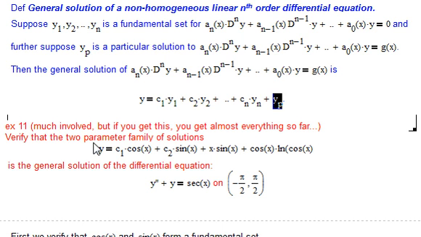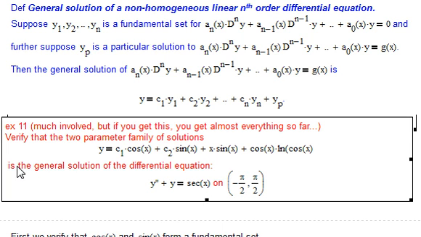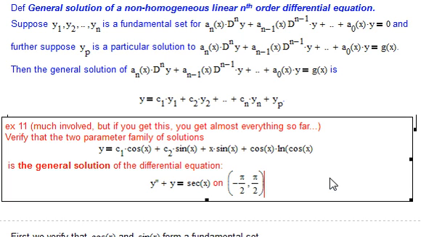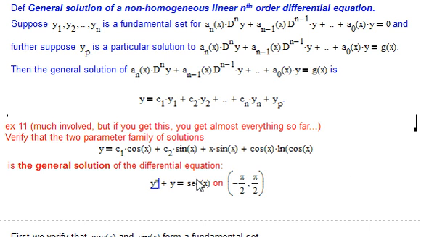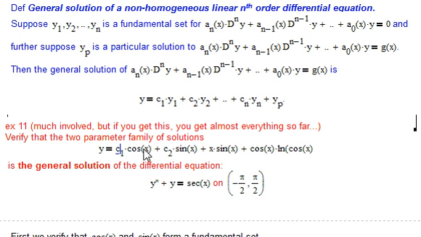Verify that the two-parameter family of solutions, y equals c1 cosine x plus c2 sine x plus x times the sine of x plus cosine of x times ln of cosine of x, is the general solution of the differential equation y double prime plus y equals secant x on the interval from negative pi over 2 to pi over 2. Now, this is a deceptively simple looking equation, but to verify, we first need to know that this forms a fundamental set for our homogeneous equation.